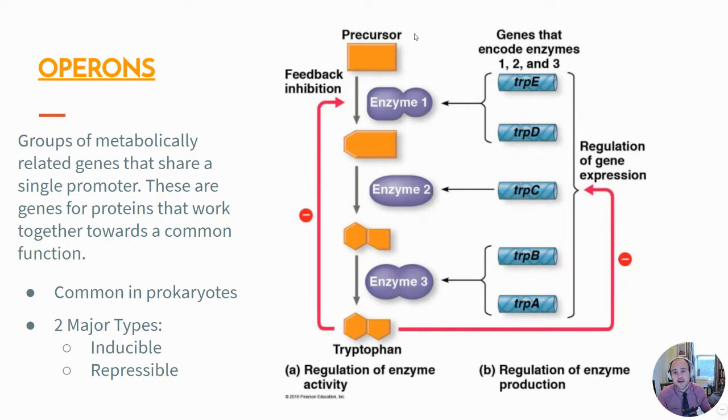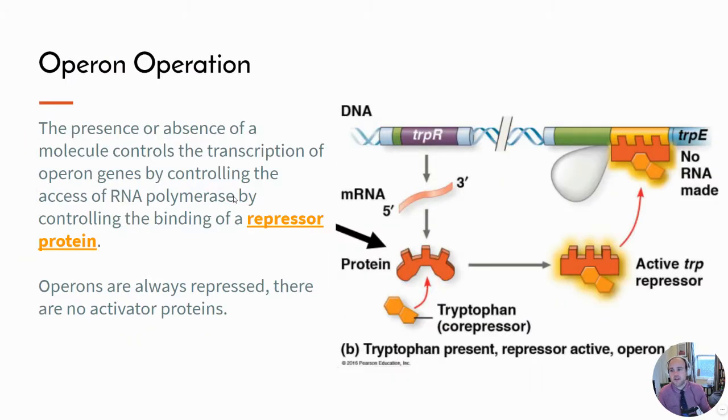And as we're going to see, what happens is we make some protein, and then these products turn off gene expression. So the presence or absence of a molecule that controls transcription of an operon controls the access of RNA polymerase. And so there's going to be something called a repressor protein. What this repressor protein does is it's going to turn off the genes.